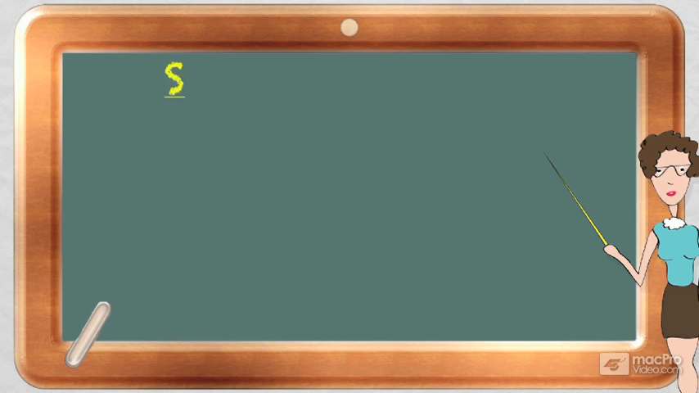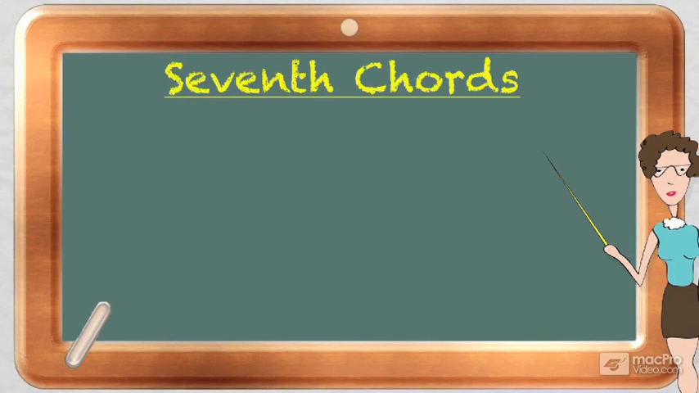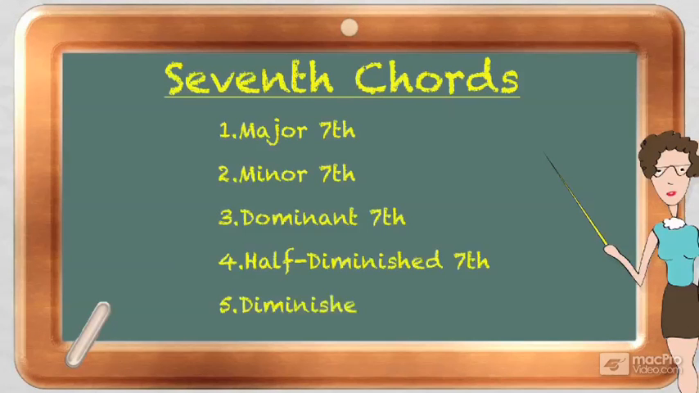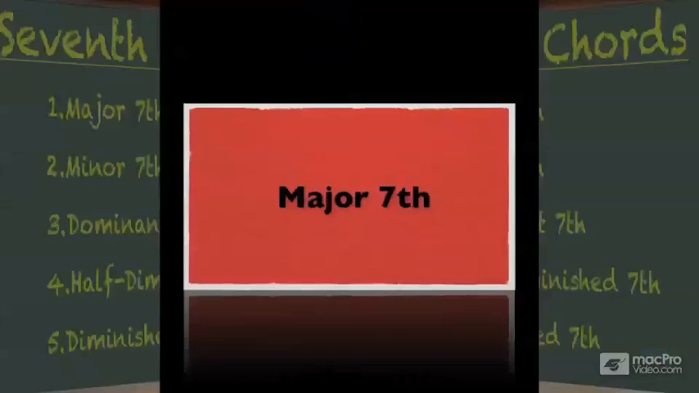There are basically 5 essential types of seventh chords: major seventh, minor seventh, dominant seventh, half diminished seventh, and diminished seventh. All of these seventh chords contain either the major, minor, or diminished triads, but expand on them with the addition of the seventh. Let's take a look at how they're constructed.